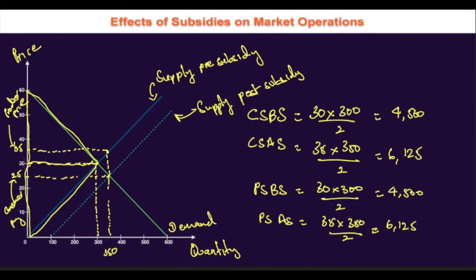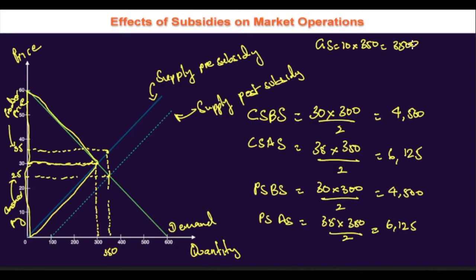So what is the government subsidy here? 10 rupees was the government subsidy and there are 350 units being sold. So the government subsidy would be 10 rupees into 350, which is 3,500.